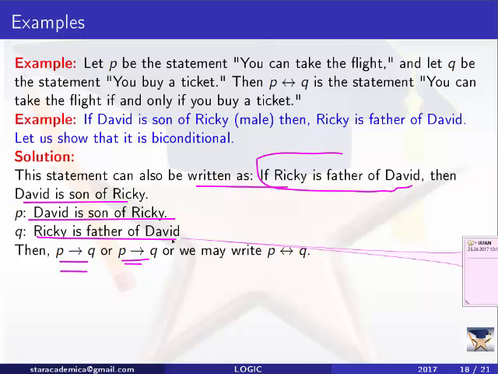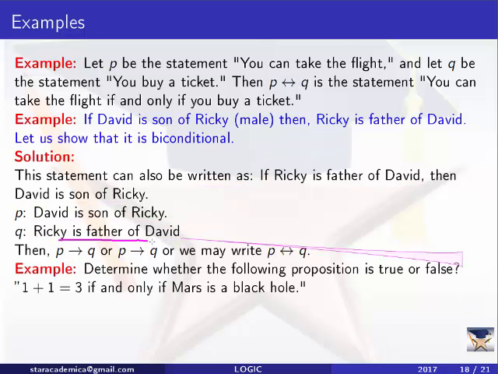Okay, here we have something strange going on, so let's fix it. So David is son of Ricky. If David is son of Ricky, then Ricky is father of David. Or if Ricky is father of David, then David is son of Ricky. So here we need to have P implies Q and also Q implies P. That's what we need, okay?